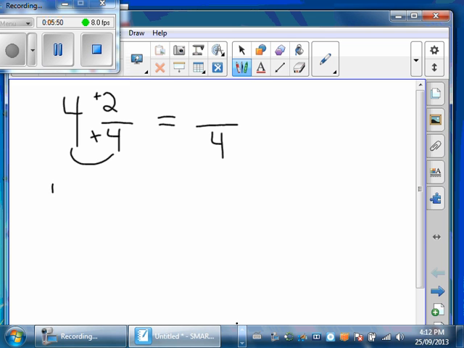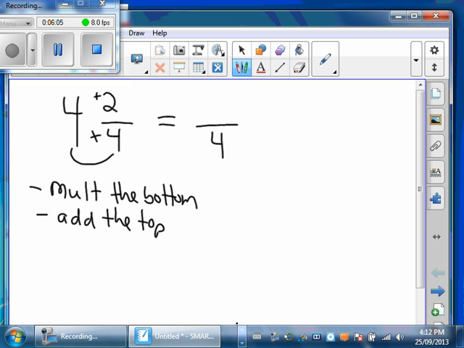So you basically follow the steps: multiply the bottom, and then add the top. In this case, we come up with 18 over 4. 4 times 4 is 16, plus 2 is 18. And it puts it all over our denominator, which is 4.